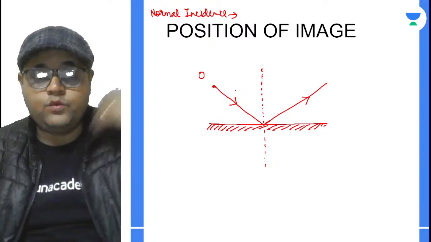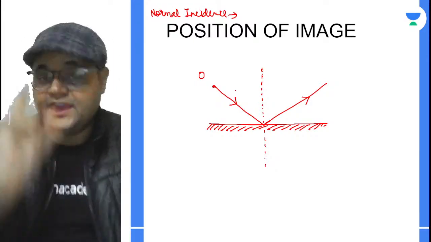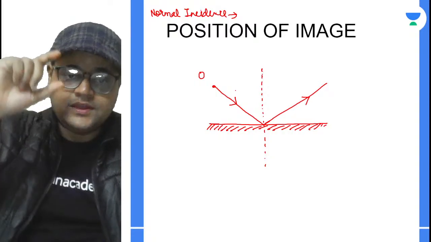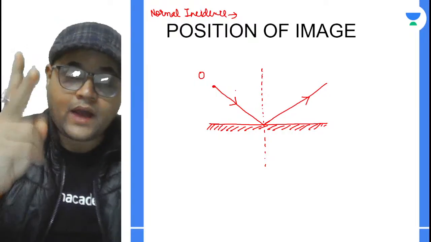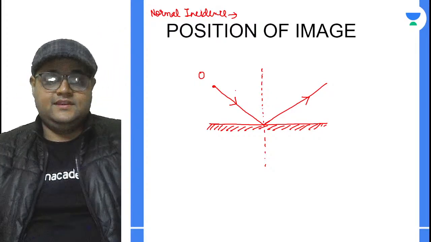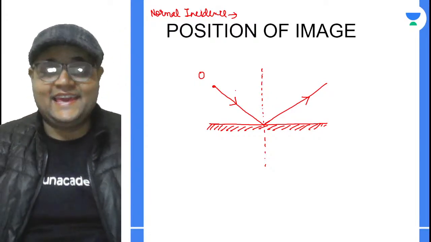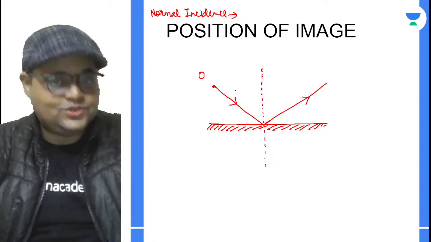In case I wish to make the image, see, most of the students make this mistake. Whenever you are displaying an image in any diagram, you require two rays. Never ever just memorize it and just draw the image. Always show the second ray.